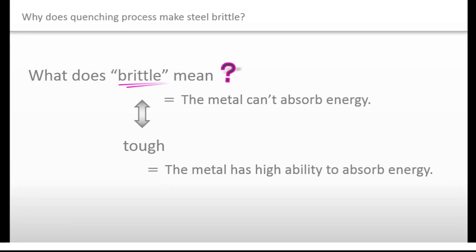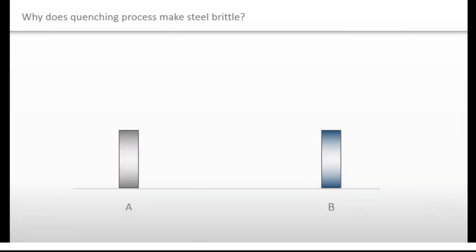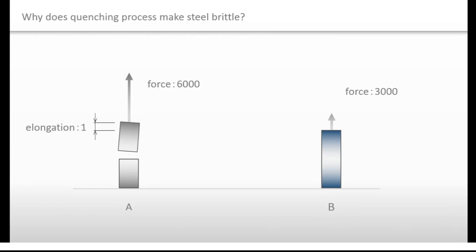Okay, we are going to be more specific. Here are two types of metals, metal A and metal B. You apply force in the amount of 6,000 on metal A, and the metal gets stretched by the amount of 1, and then the metal gets broken. While on metal B, you apply force in the amount of 3000, which is weaker than this force. And the metal gets stretched by the amount of 3. And then it gets broken.